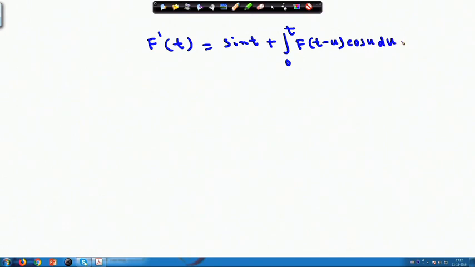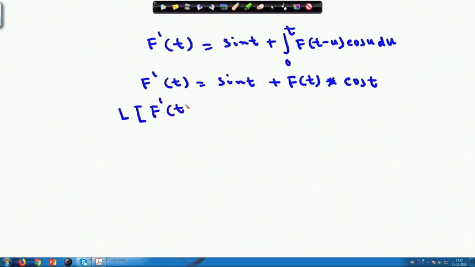As we have seen previously, we can write f dash t equals sin t plus, and this is nothing but the convolution of two functions f(t) and cos t. So I can write it as f(t) convolution cos t. Now, take the Laplace transform on both sides of the given equation. The Laplace transform of f dash t equals the Laplace transform of sin t plus the Laplace transform of f(t) into the Laplace transform of cos t.